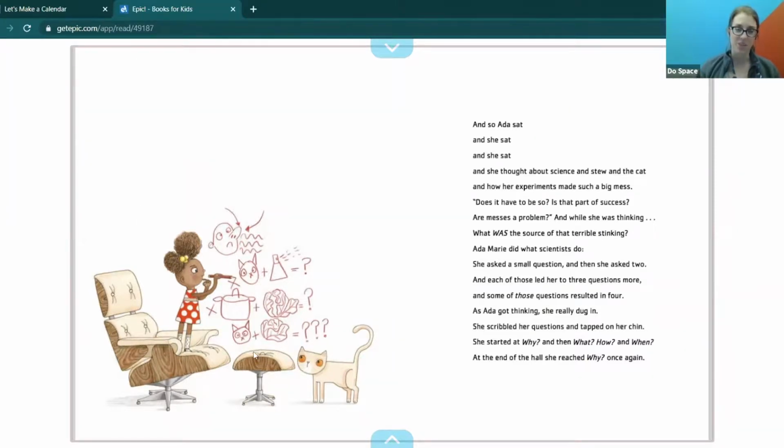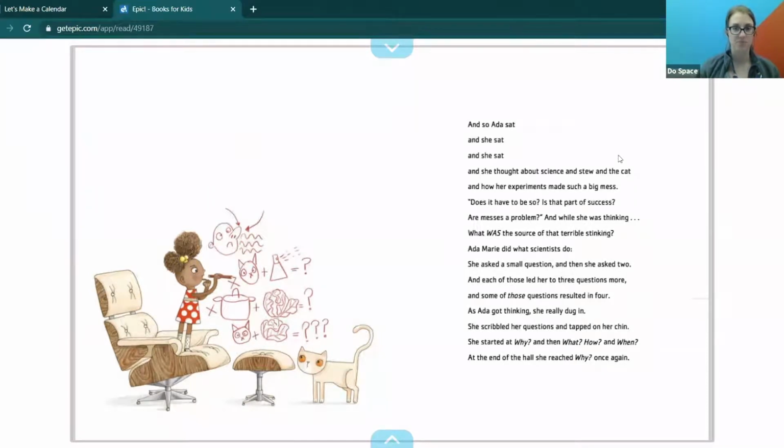What is she doing? She's kind of drawing out her problems, right? She's trying to figure out the pictures, all of these questions.